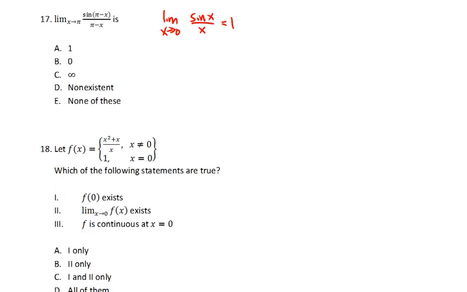As x approaches pi, sine of (pi minus x) goes to 0, and pi minus x also goes to 0 in the denominator. Just because it's 0 over 0 doesn't mean that the limit doesn't exist. It means it's an indeterminate form, and we have to use other types of analysis to verify and evaluate the limit. You could graph this on your graphing calculator and see that the limit here would also be 1. But it's the same basic problem as the limit as x approaches 0 of sine x over x. And we'll look at problem 18.